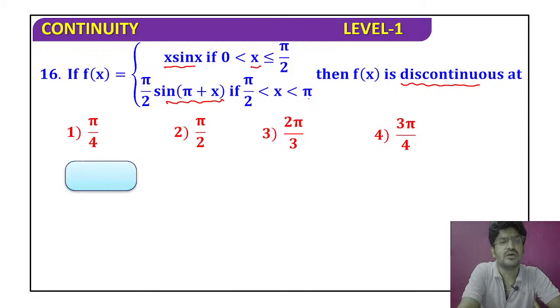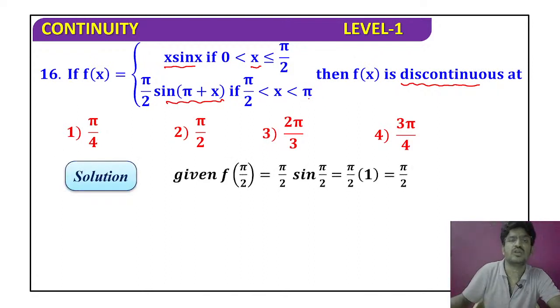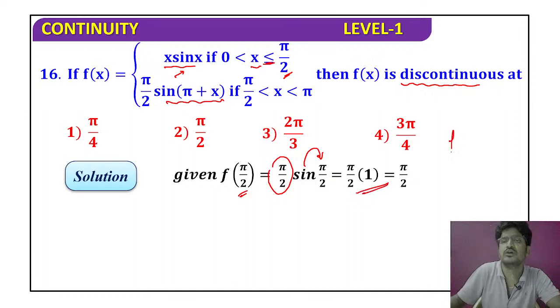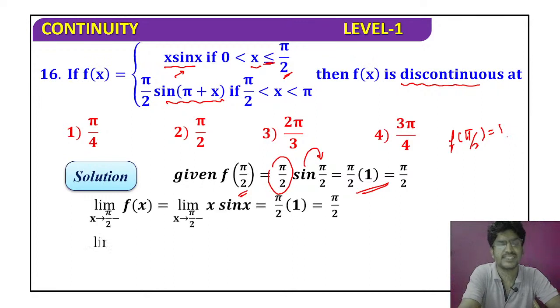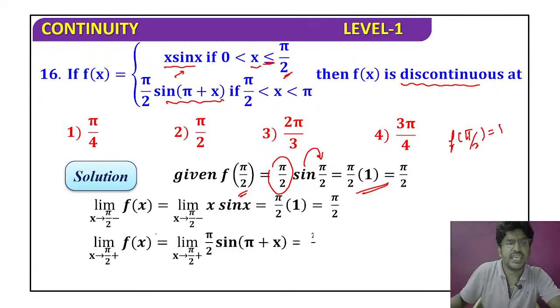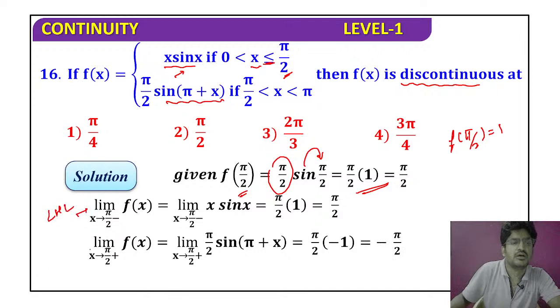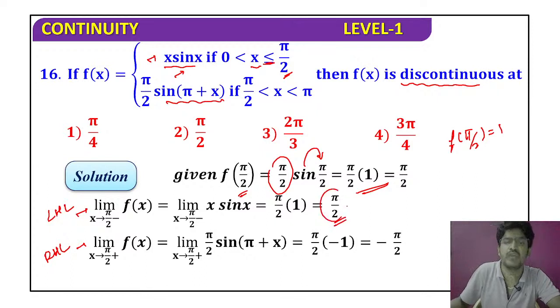You just see what is f of pi by 2. Replacing x with pi by 2, we get sin pi by 2, which is 1. 1 into pi by 2 is pi by 2. So f of pi by 2 is pi by 2. Next, this is LHL and this is RHL. For LHL, we take x into sin x, which is equal to pi by 2.